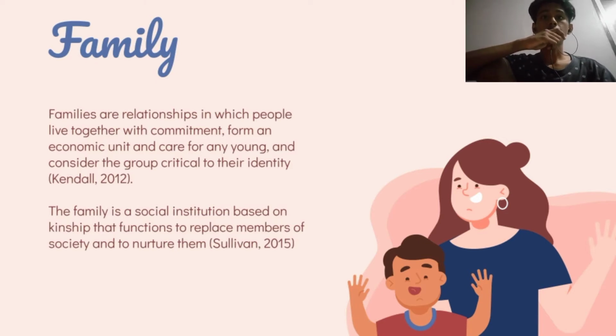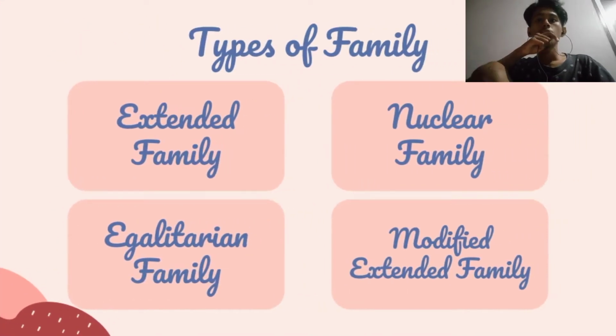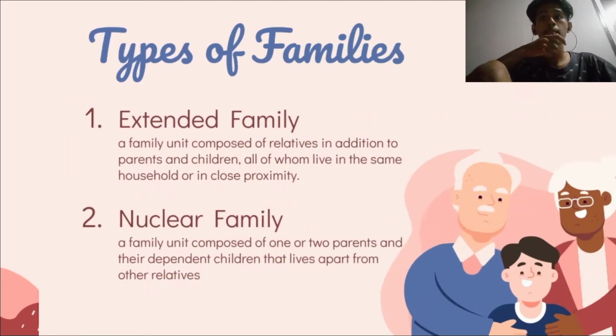Meanwhile, according to Sullivan, the family is a social institution based on kinship that functions to replace members of society and to nurture them. There are four types of family: extended family, nuclear family, egalitarian family, and modified extended family.